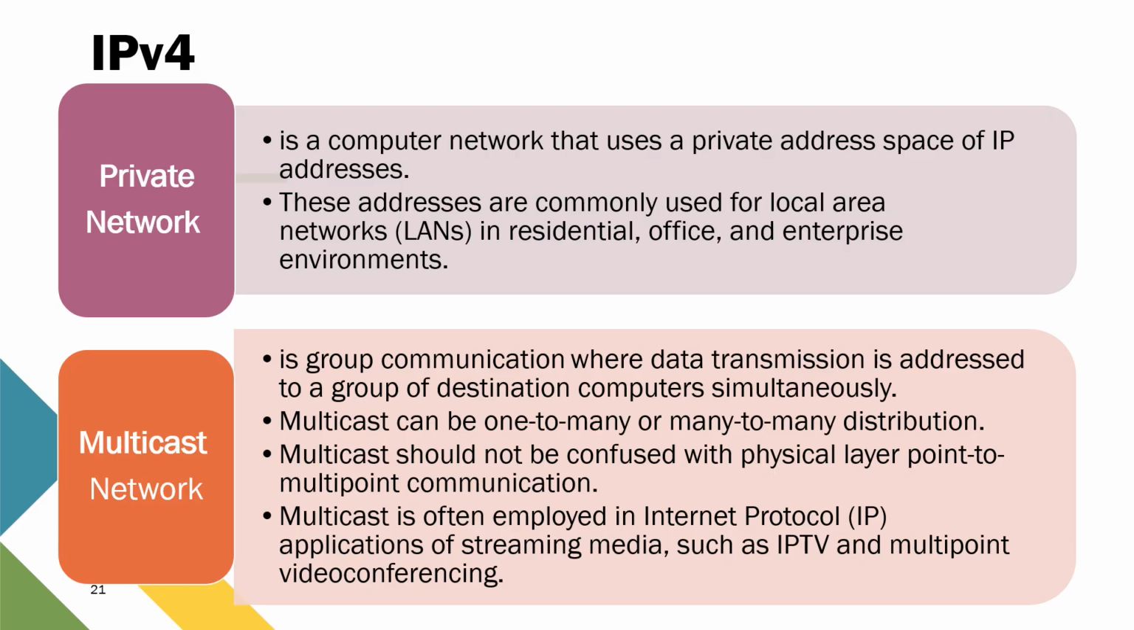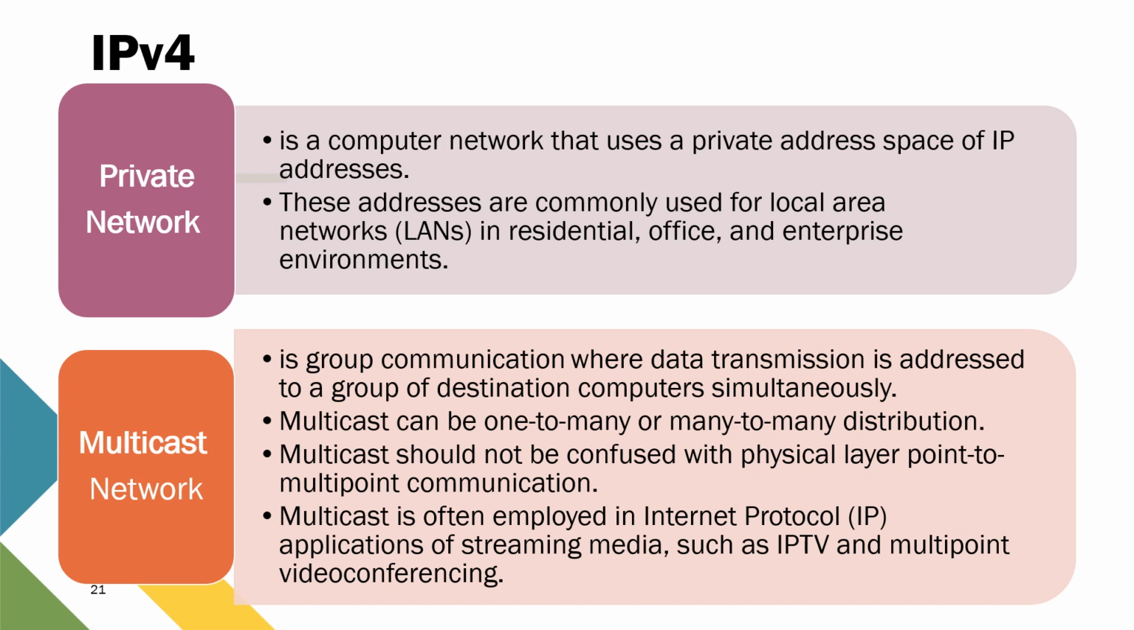Let's see the two types of network, which are private network and multicast network. For the private network, it is used for the private address space of IP addresses. These addresses are commonly used for the local area network, LAN, for residential, office and enterprise environments. This is the most common one that we use daily.